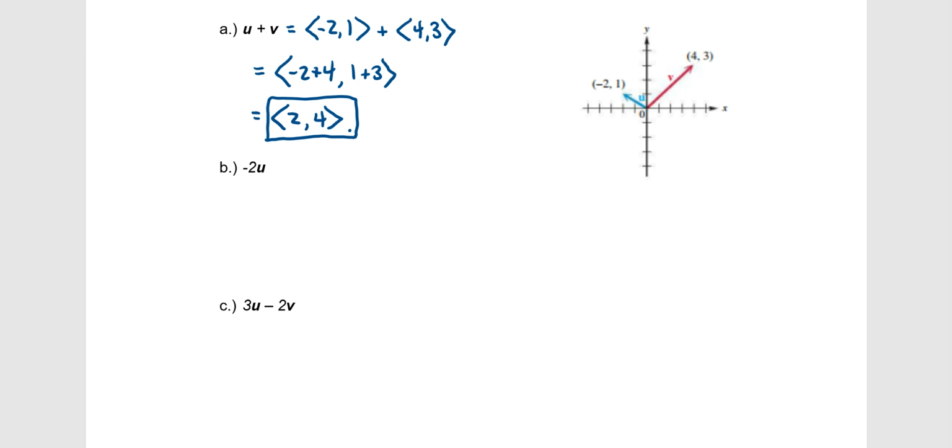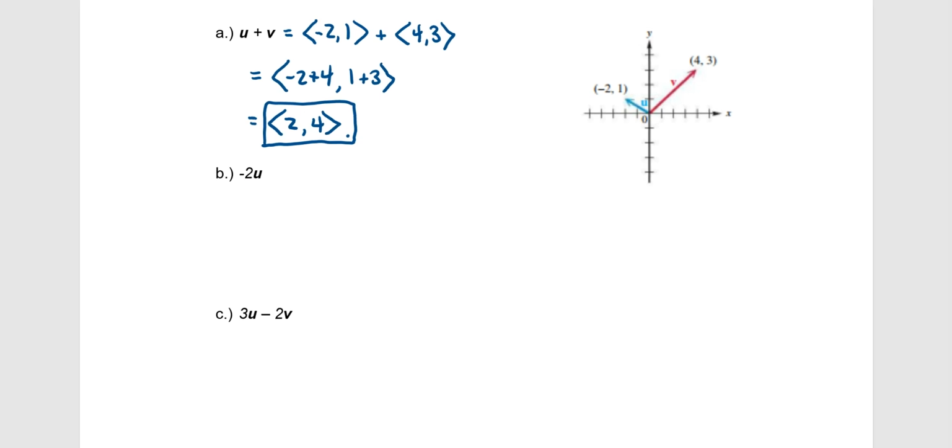And I'm actually just going to draw it out on the graph that we already have over here. So 2, 4, we can see that that's going to be up here. It's going to be this point up here. So that's going to be this vector u plus v.